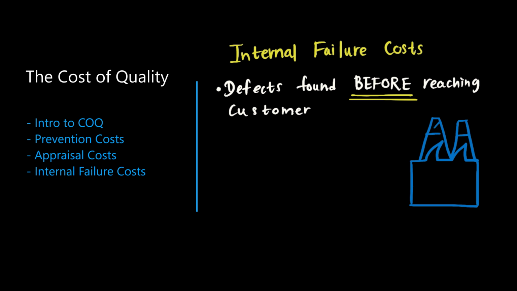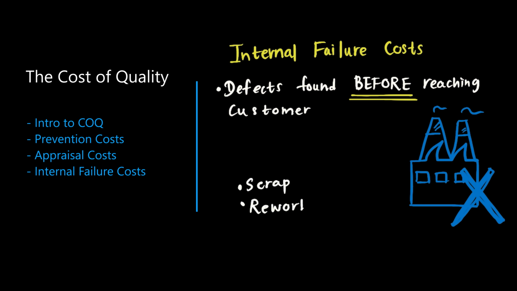In our house analogy, this is when the carpenter cuts a piece of expensive crown moulding too short and has to throw it in the scrap pile. Or when the painters realise they used the wrong shade of white and have to spend a day repainting a room. It's the cost of scrap, rework, and downtime.